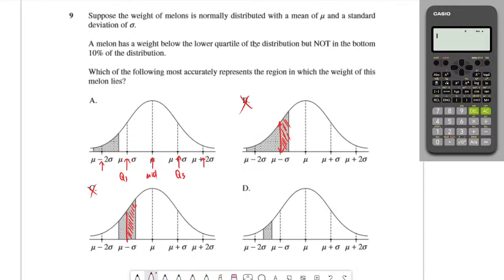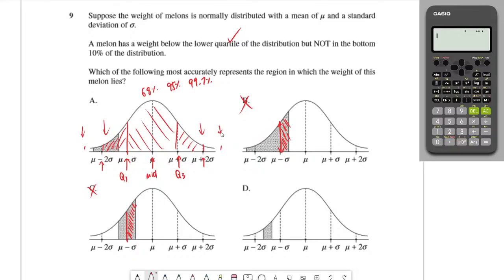So that's taking care of the lower quartile, but not in the bottom 10%. If it's not in the bottom 10%, let's go back to our rules. I think it's called the 68, 95, and 99.7 rule, which is that 68% of your data lies in this area, 95% lies in the next segment, so between here and here you've got 95% of your data, and then if you extend this out to the third standard deviation, you have got this bit too.